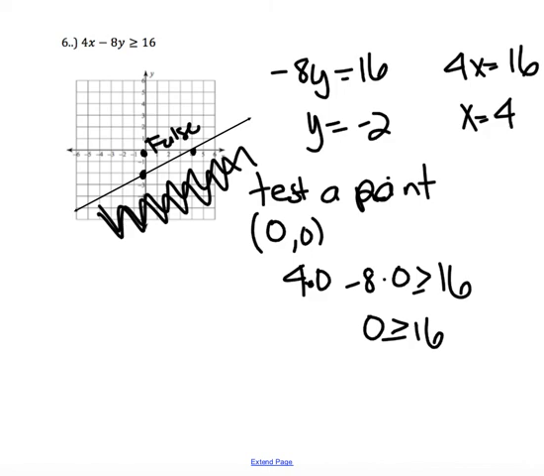Let me know if you have any questions. Otherwise, you are now ready to independently practice graphing linear inequalities on a coordinate plane.